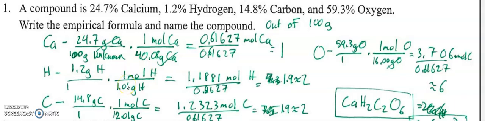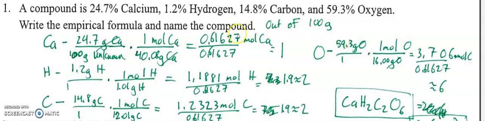I want you to look over this one and make sure that you understand where these numbers are coming from. Your first numbers are coming from the actual problem. Your masses, again, are coming from the periodic table. You use your calculator, divide, and you get these top numbers. Like for carbon, you got 1.2323 moles of carbon. And then the oxygen is over here. There just wasn't quite enough room.